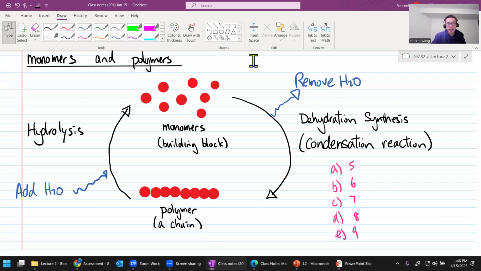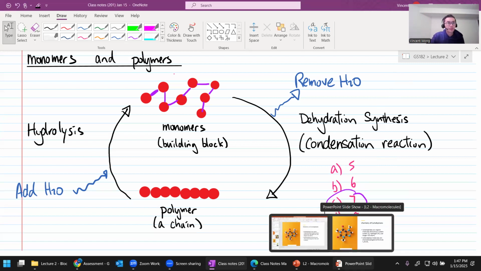The answer is, let's see. If I want to join this one with this one, then I have to create a bond, right? Every time I create a bond, I need to remove a water molecule. So that's 1 water molecule, 2, 3, 4, 5, 6, 7. The correct answer is 7. Every time you connect 2 together, you need to take away a water. If there are 8 things that you want to chain together, you need to make 7 connections, which means you need to remove 7 water molecules. Okay?